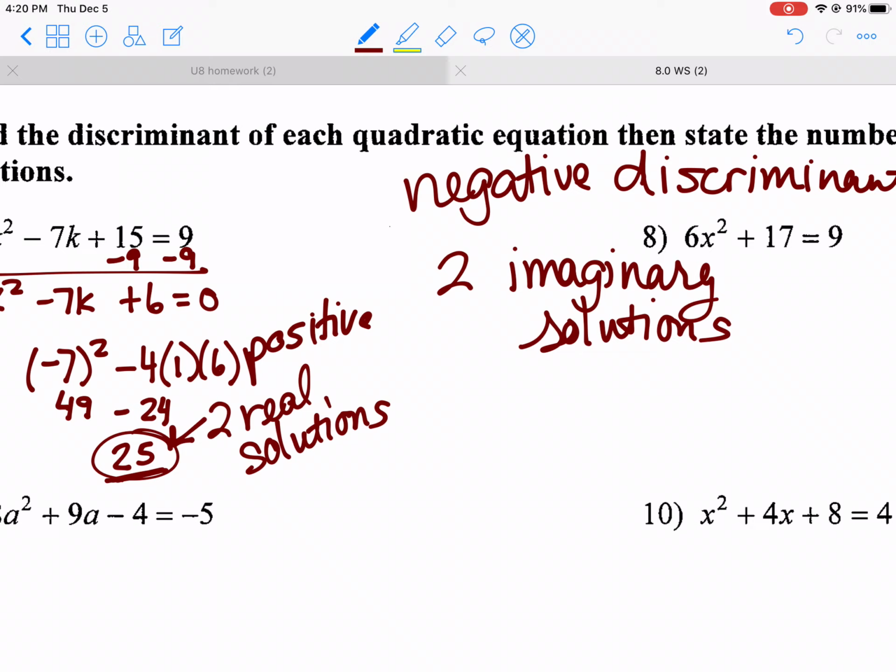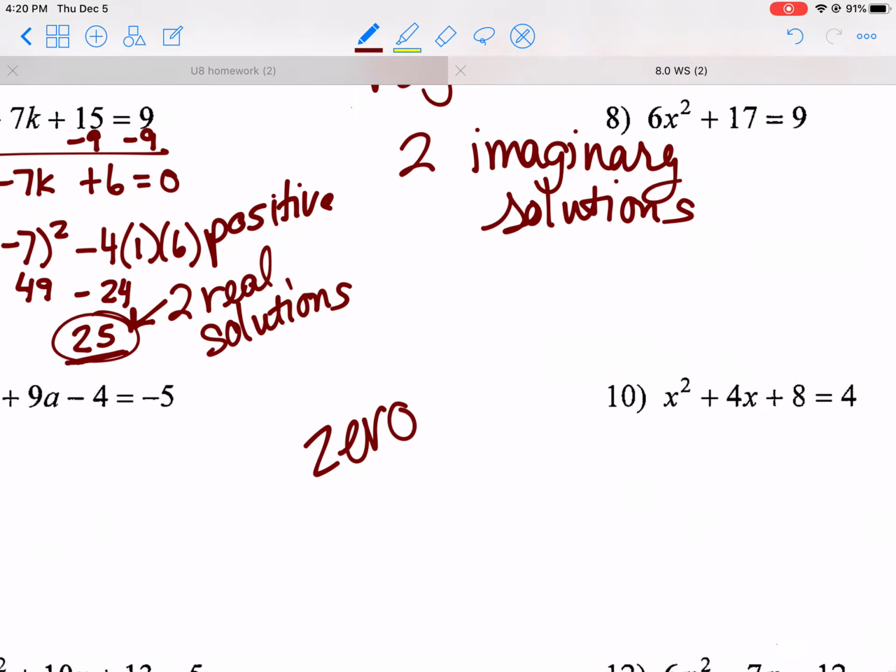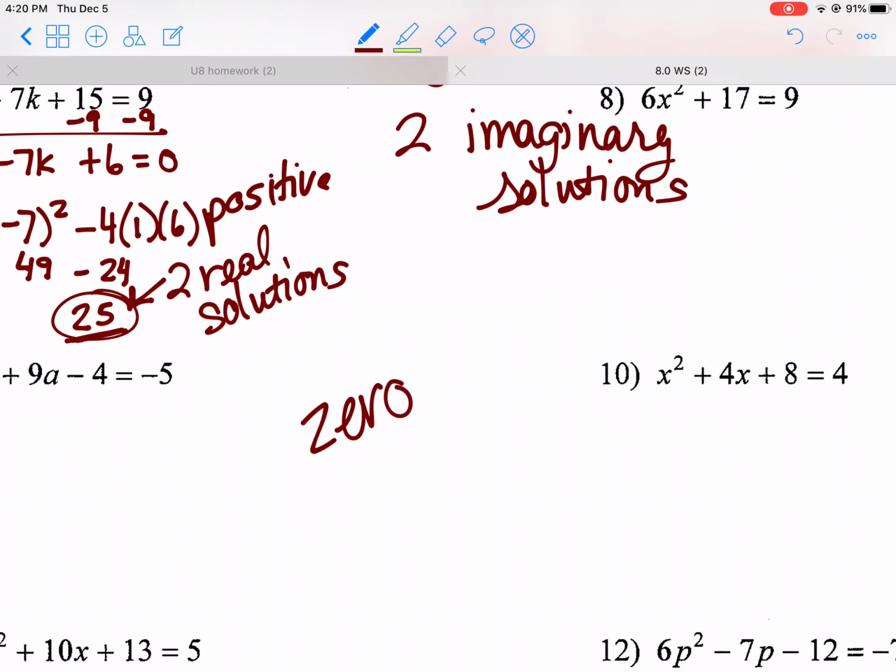Are there any numbers that are not positive or negative? Do we have any number that is not positive or negative? Well, the answer is 0. 0 is neither positive or negative, so it has its own special situation. When the discriminant is 0, let's take a look at the formula again. Negative b plus or minus the square root of, if that goes to 0, all over 2a.